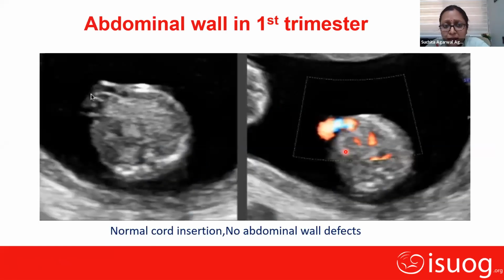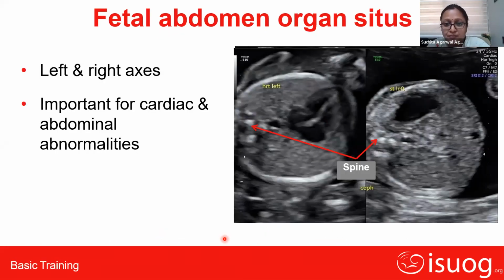Then again, I'm highlighting the importance of the first trimester. When we do a first trimester scan, this is the image we are supposed to take so as to rule out abdominal wall defects. So if there's a normal cord insertion, there is no abdominal wall defect. The same as we do in the second trimester.